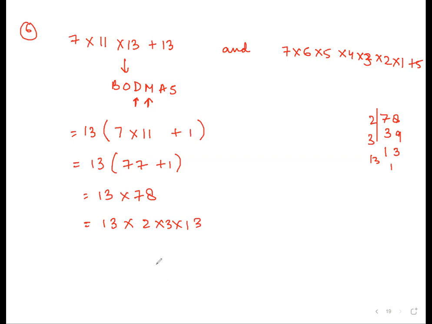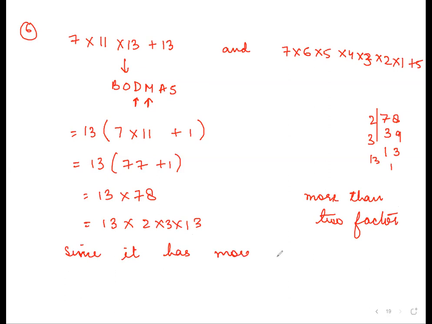Now you have to check whether it is a composite number or not. So what is the definition of a composite number? I told you. Any number which is not a prime number is a composite number. If it has more than two factors, it is a composite number. If it has two factors, it's a prime number. So here I can see it has more than two factors, isn't it? Yes. So since it has more than two factors, it is a composite number.